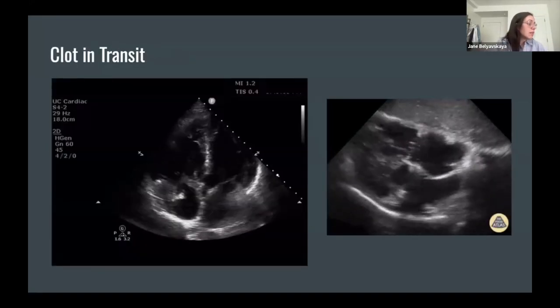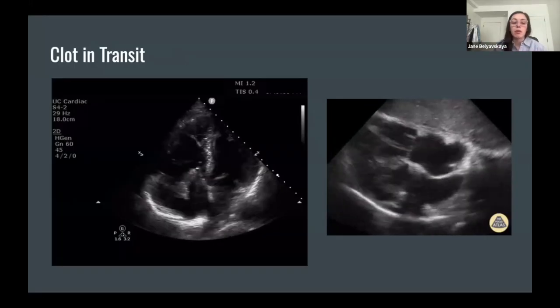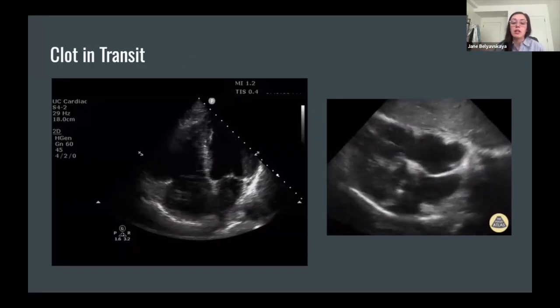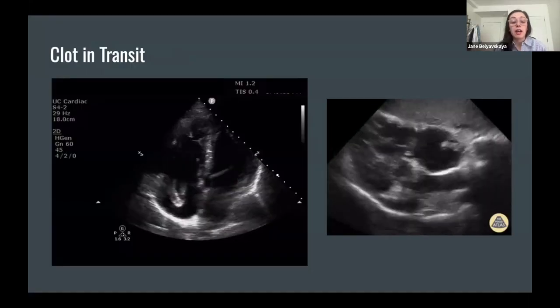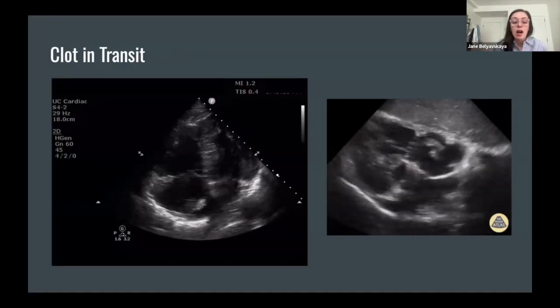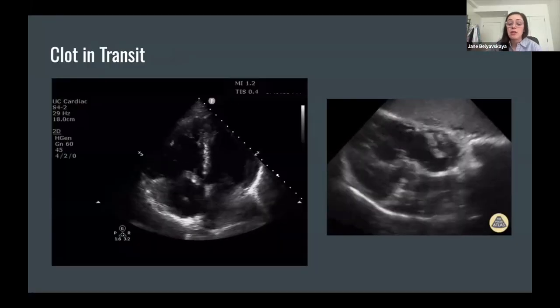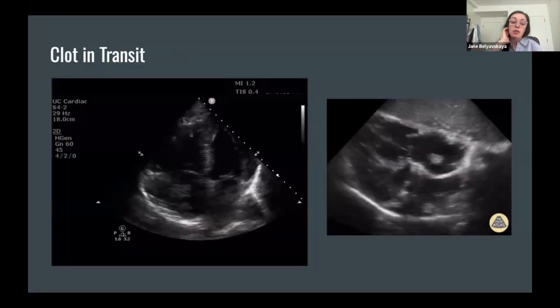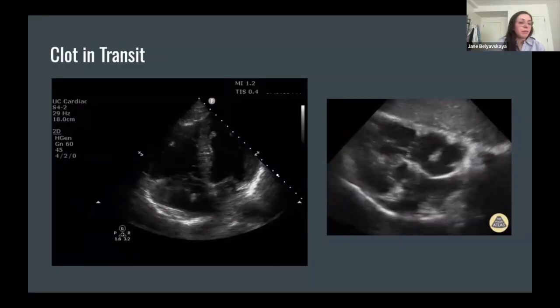The next thing that you might see when you're looking for right heart strain, or looking for the causes of hypotension, is a clot in transit. This is especially useful in your decompensating patient that's about to code. A clot in transit can change your management, as it will push you to give TPA in a patient you might otherwise not have thought to give TPA in.